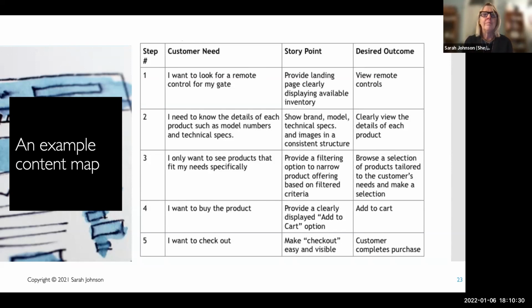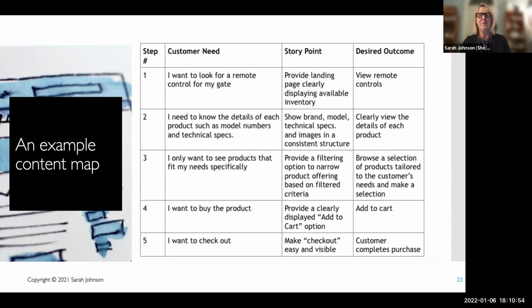I was wondering if you can elaborate a bit more on the story point. How do you create those? How do you know that you have the story correctly? Right. So I want to look for a remote control for my gate. So the story point, I wish I could think of a better phrase for that. We're all content strategists. You'd think I could have a better phrase.